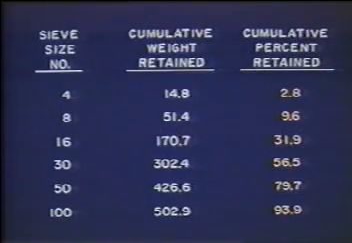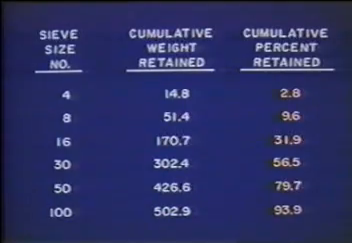To obtain cumulative percent retained, divide the cumulative weight for each sieve by the original dry weight of the sample, 535.4 grams, and multiply by 100 to obtain percent. The cumulative percent retained for each sieve in our sample, then, is 2.8% for the number 4 sieve, 9.6% for the number 8, 31.9% for the number 16, 56.5% for the number 30, 79.7% for the number 50, and 93.9% for the number 100.